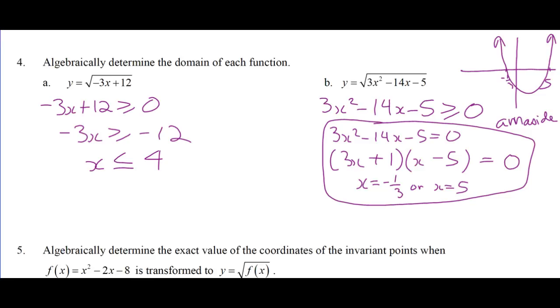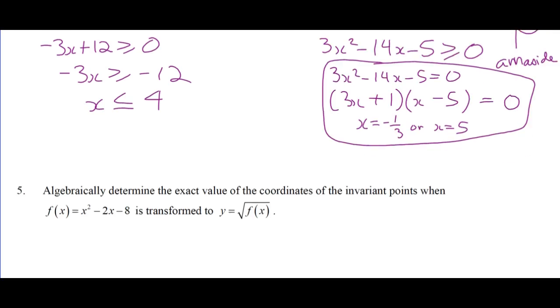So what we're asking is, see this graph? Where is this graph positive? When it's less than or equal to negative 1/3 or greater than or equal to 5. Okay, so the set of all x such that x is less than or equal to negative 1/3 or x is greater than or equal to 5. Now that's using a graph. I think that's good enough. Honestly, if that was a negative 3x squared, then we would open down and then we would be between, right?